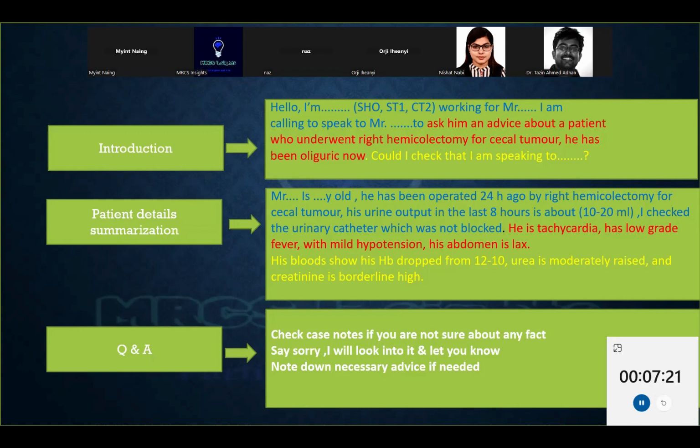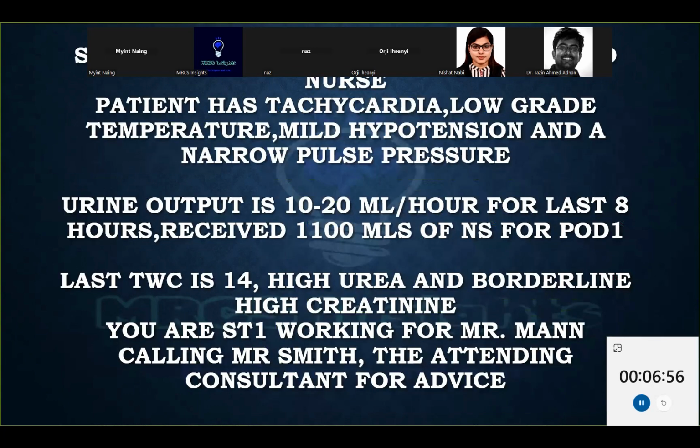Mild hypotension is present, and there is also low-grade fever. The patient is catheterized, and we checked the catheter, which is not blocked. And we also checked the abdomen. Abdomen is non-tender and lax. But blood investigation shows hemoglobin dropped from 12 to 10. And there are also some changes in the blood urea, which is raised, and creatinine is also borderline high.